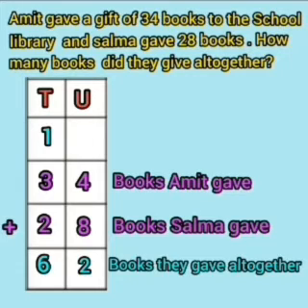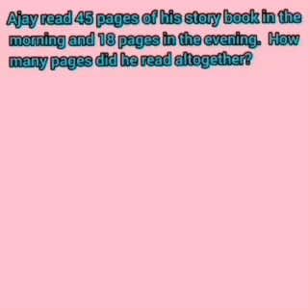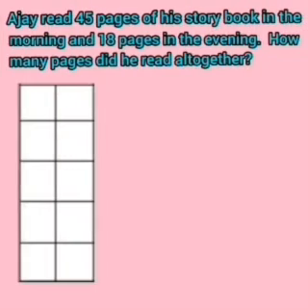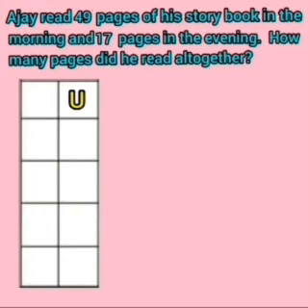Let us see the third sum. Ajay read 45 pages of his storybook in the morning and 18 pages in the evening. How many pages did he read altogether? Let's see. First, write the place value starting from unit side. This unit always starts from right hand side. First, write units, then tens.